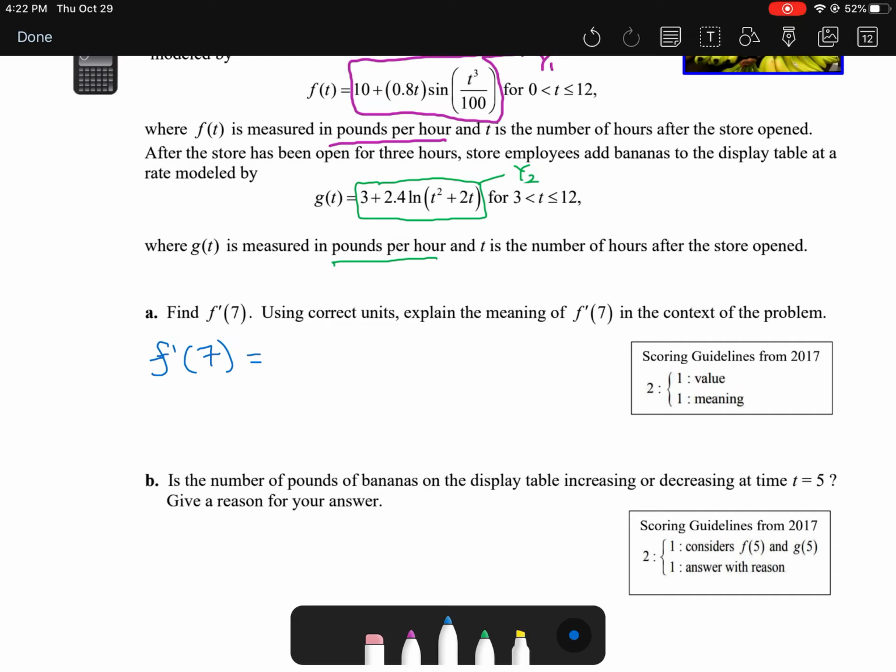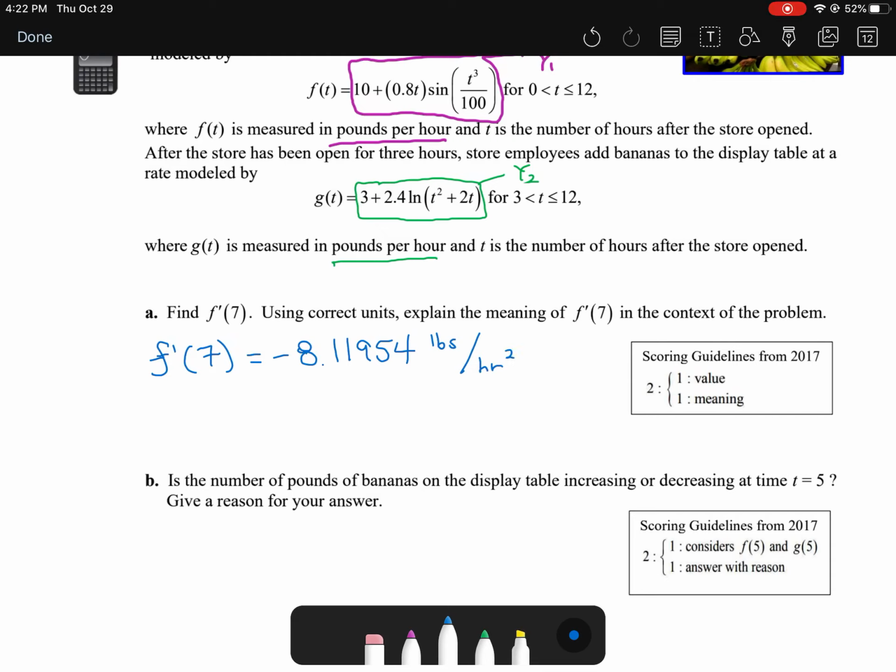So remember, if you're in your calculator, you should be hitting Math 8. So you have d/dx. Don't type in the equation. We already have it saved. So you're going to put in y1 and then at x equals 7. So you should have got an answer of -8.711954. And then this is going to be in pounds per hour.